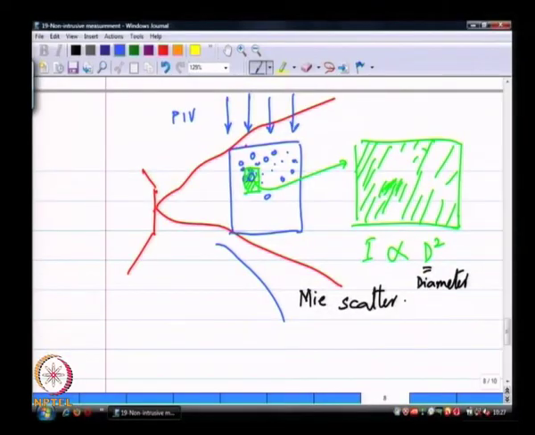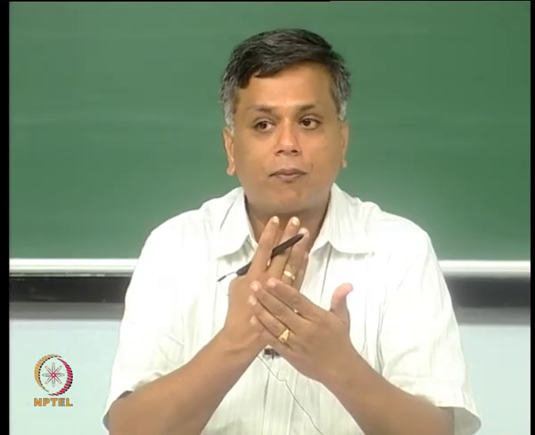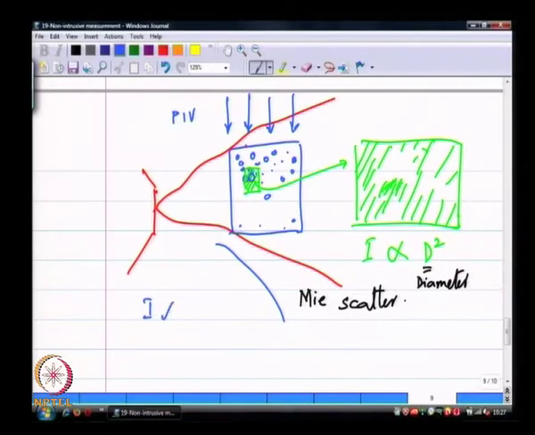And if I receive different amounts of light from different points in this image, I can now, knowing the intensity of the light coming in and through some calibration process, convert this. So, let us say before I came to this experiment, I went through a calibration process where I put drops of a known diameter into the same light sheet and then measured the intensity of the scattered light coming towards the camera. So, from that, if I take this I proportional to d squared, I can now convert this to I being of the form k times d squared. So, k is a calibration constant.